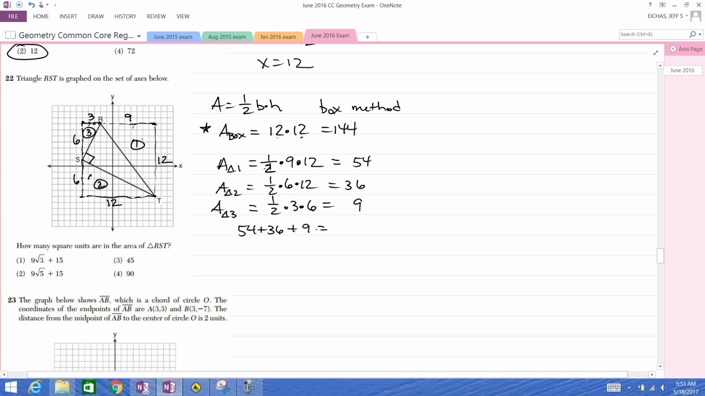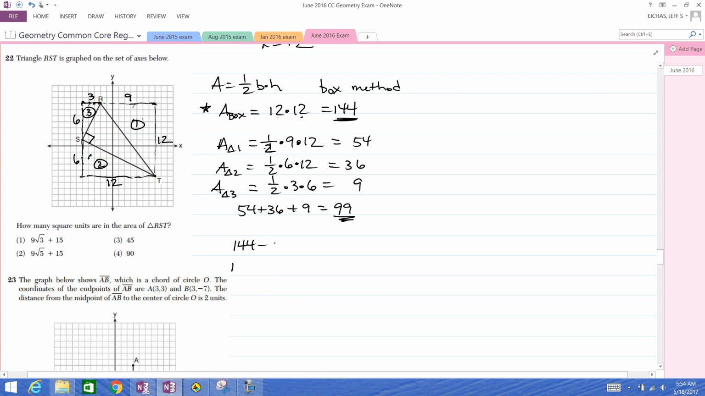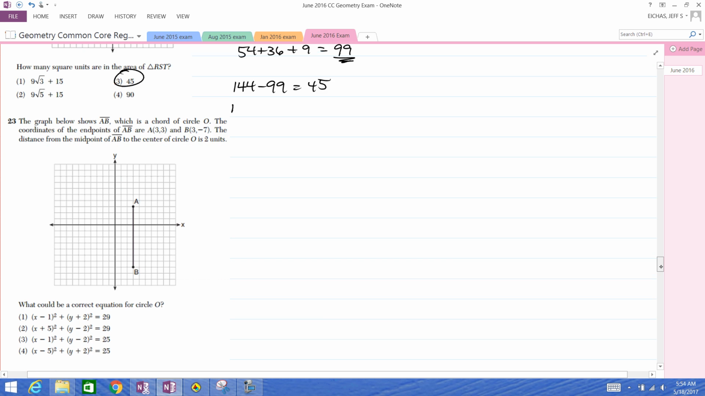We've counted an extra 80, 90, 99 feet, or sorry, not feet, square units. 99 square units. There's 144 total. Take away 99, you get 45. So that's one method to calculating the area of this.